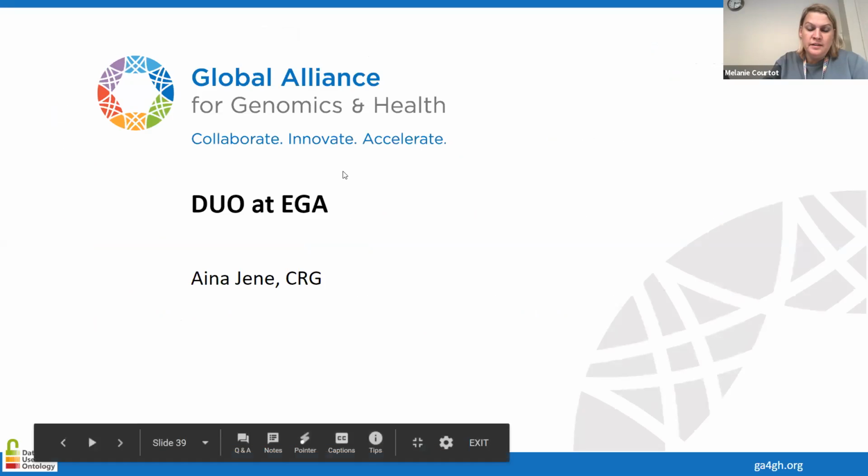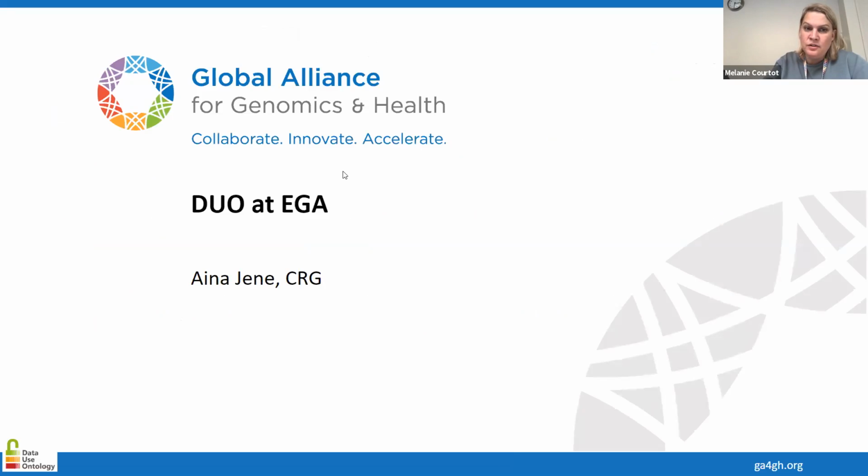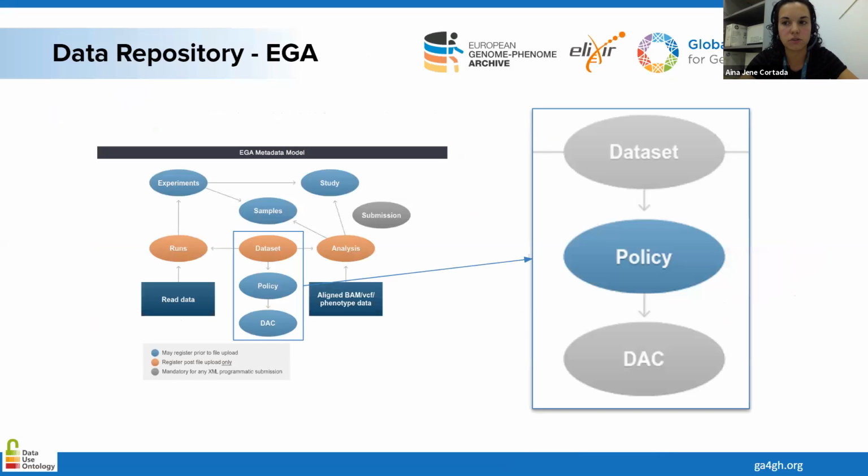Thank you, Tiffany. So now we have an example use case from Aina on the European Genome-Phenome Archive. Hi, everybody. My name is Aina Jane. I'm working as a submission specialist at the European Genome-Phenome Archive at the CRG. First of all, I would like to introduce to you the schema.